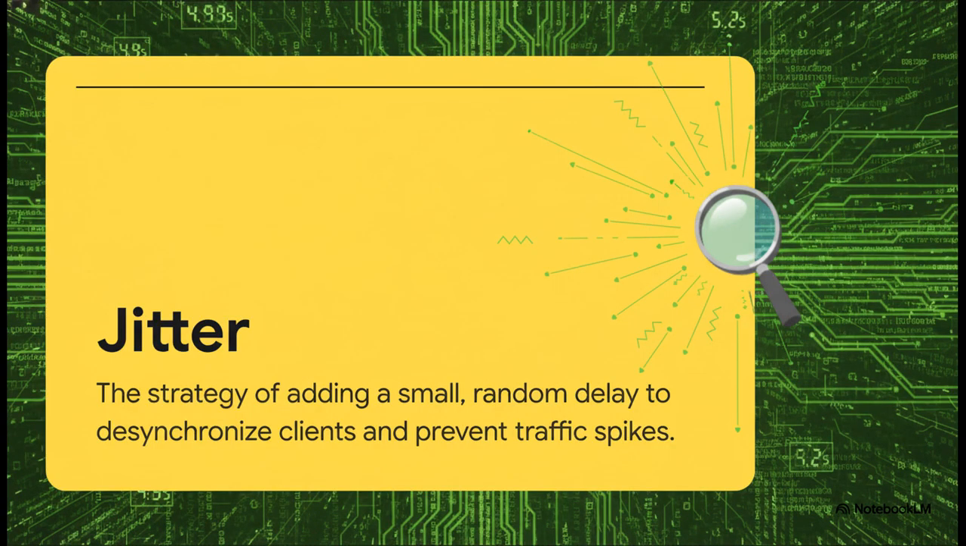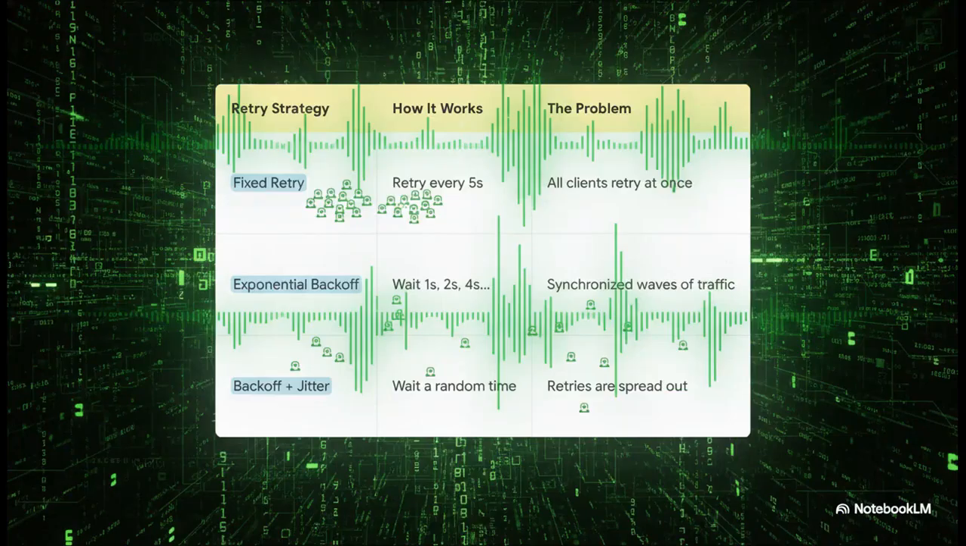It's so simple, it's brilliant. Instead of every client retrying after, say, exactly 5 seconds, you tell them to wait about 5 seconds. So one might wait 4.9 seconds, another might wait 5.2. This tiny, tiny bit of randomness is all it takes to spread out the requests and prevent that stampede. If you just use a fixed retry schedule, you're basically asking for a disaster. Even a smarter approach, like what we call exponential backoff, can still create these synchronized waves of traffic. But when you add jitter to that backoff, the retries are smoothed out into a much more gentle, manageable flow.